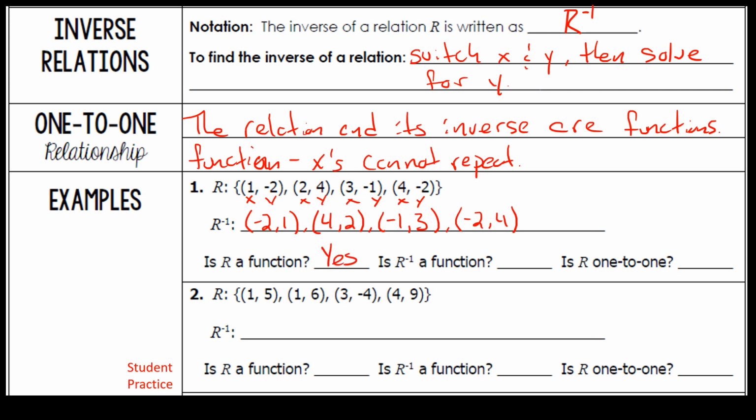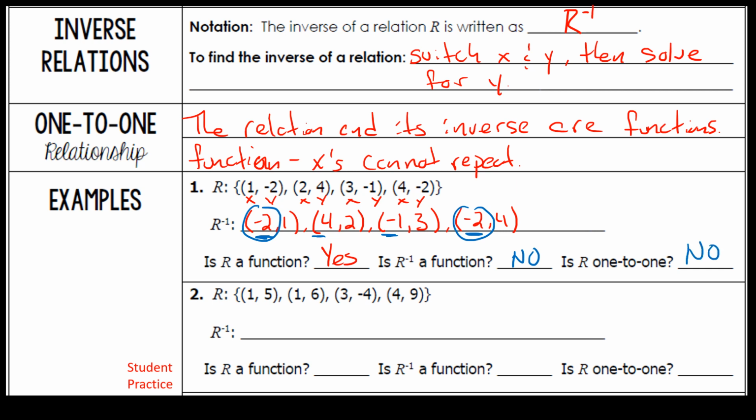What about r to the negative 1, or the inverse of r? I'm going to look at my x values here, my new ones. Negative 2, 4, negative 1, negative 2. Because these repeat, this is the big fat no. Is r one-to-one? Well, the relation is a function, but the inverse is not. So because this one is not, it is a no.